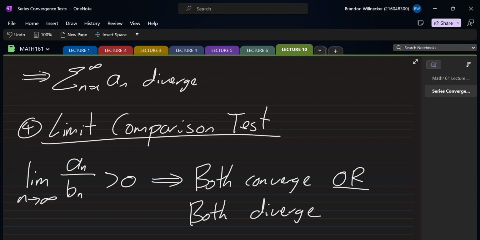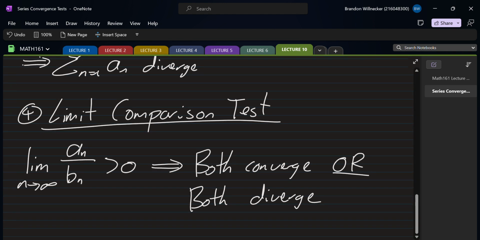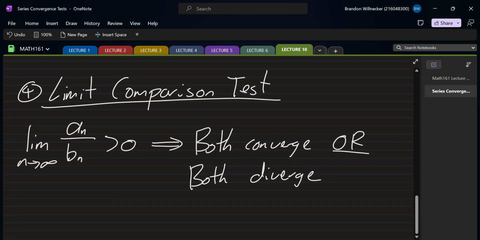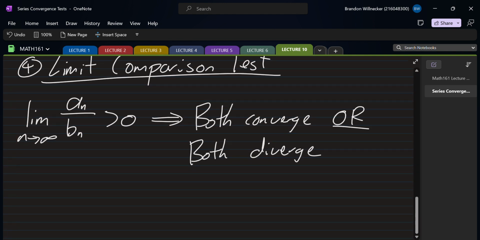Again, bn, that is the one that you would know, like 1 over n squared, something like that. You would know what this one is. An, that's the one that's given to you. And you use this bn as a test. So you calculate this limit. If it's bigger than 0, then both of them will converge, or both of them will diverge. So that depends on this bn. So you choose that one. So you either choose something that converges and test it, or you choose something that diverges and then you test it. Okay, so that is greater than 0.